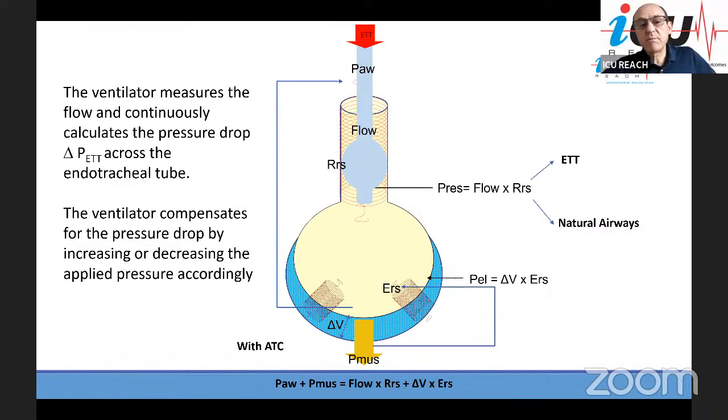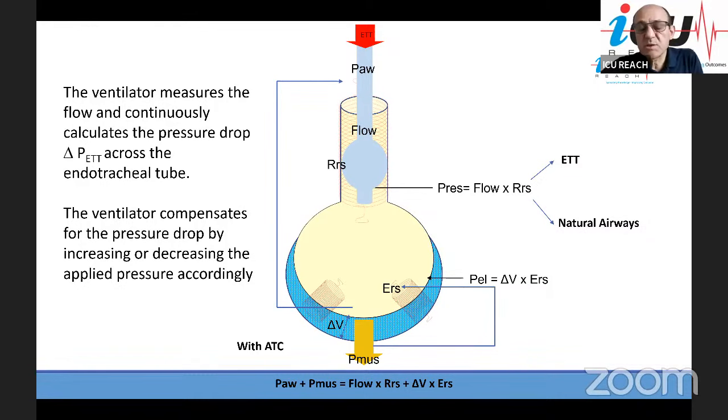How do we do this? The ventilator measures the flow and continuously calculates the pressure drop. And you need to tell the ventilator what is the size of the tube that you are using and how much you want to compensate. And we'll see that when we simulate this.